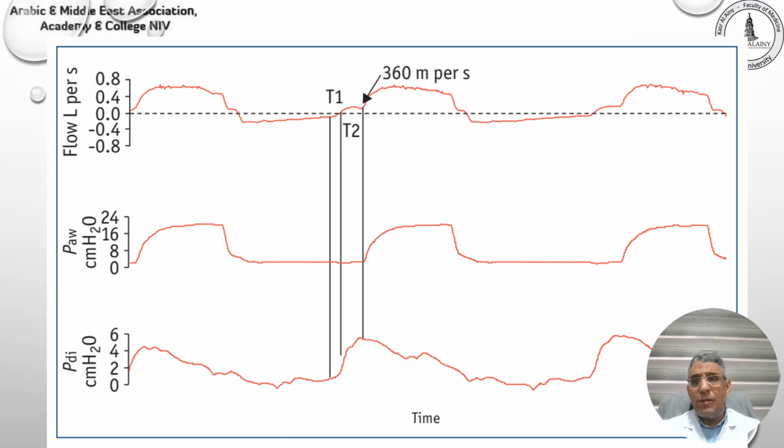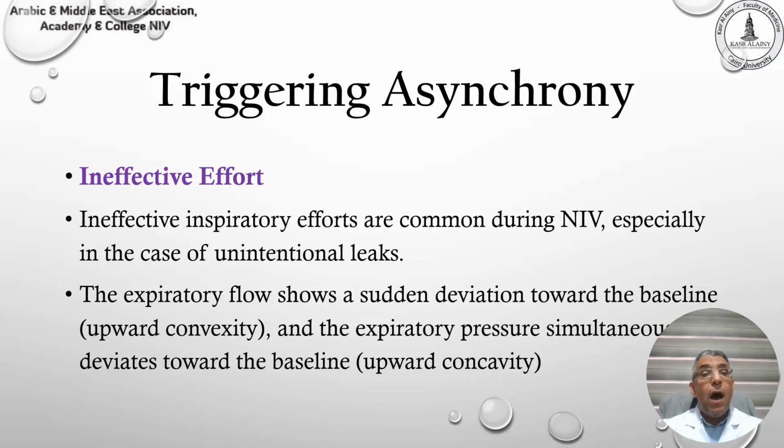Excessive trigger delay: the patient may need to start the inspiration, but the ventilator takes more than 300 milliseconds to respond to the patient. This is one of the parameters for qualifying the ventilator from one to another.